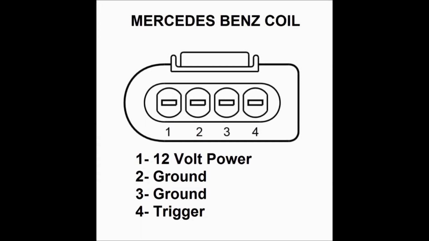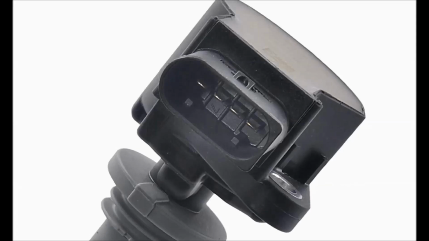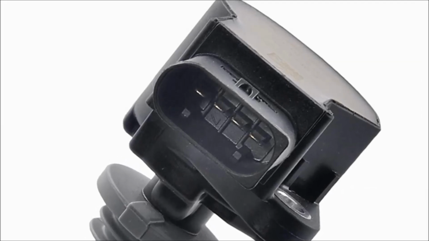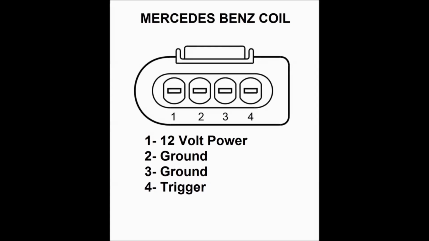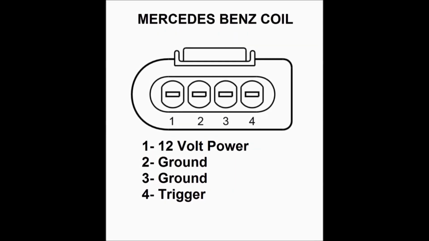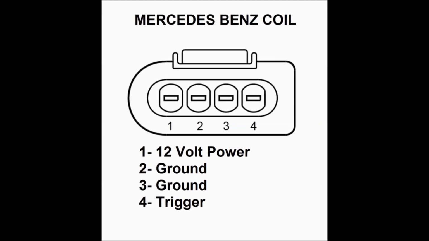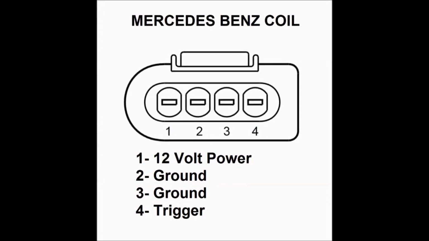It's a 12 pin: pin number 1 is 12 volt, 2 and 3 are ground, and 4 is a trigger. The unit that we have creates a special trigger, and you're going to see, because Mercedes-Benz uses a different trigger than a lot of the other cars. It's a very short 1.3 to 0.8 millisecond trigger, and we're going to see that briefly towards the end of the video.